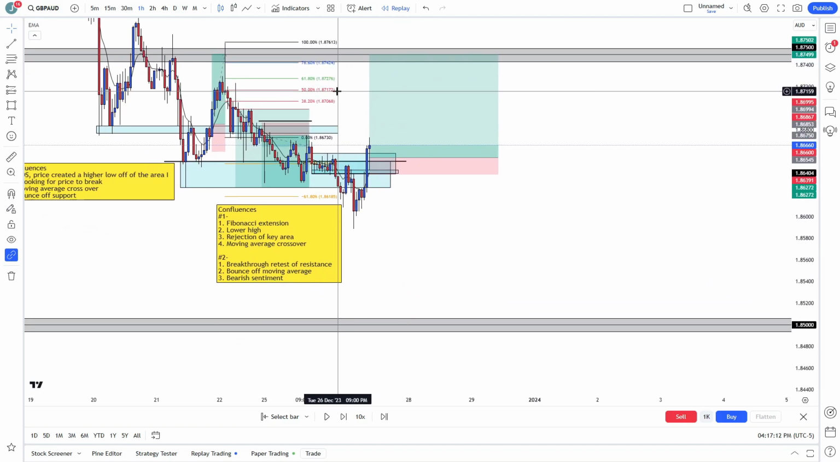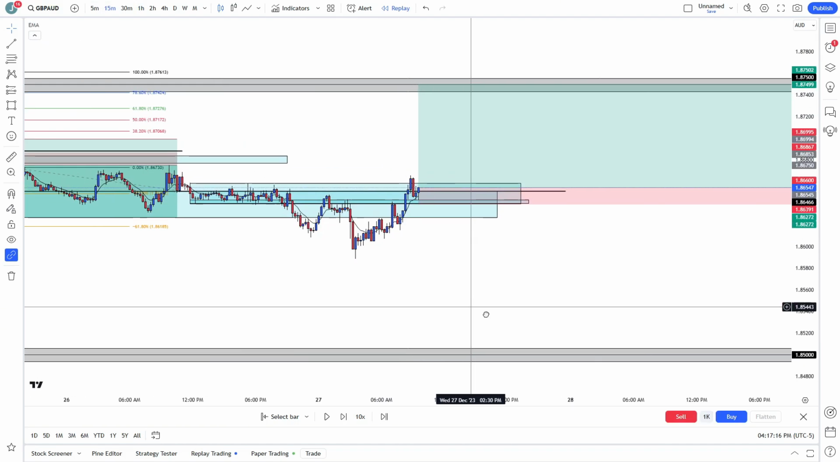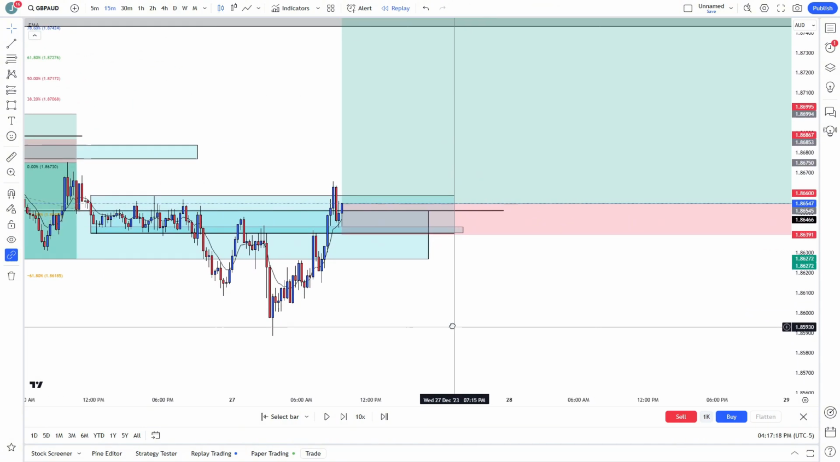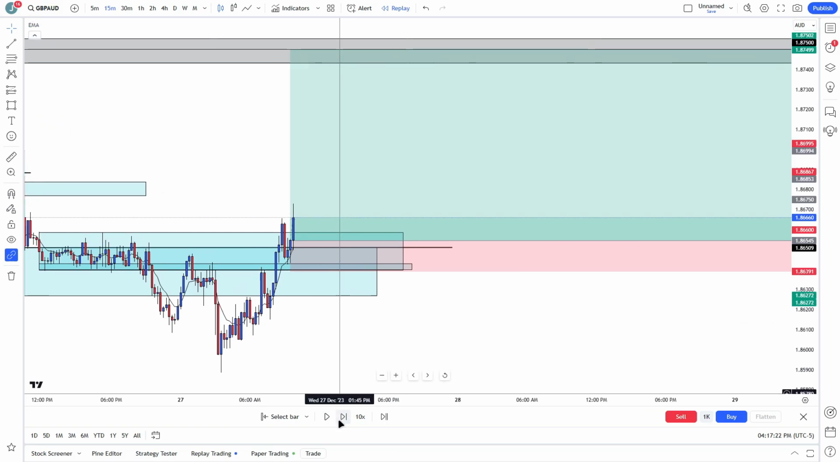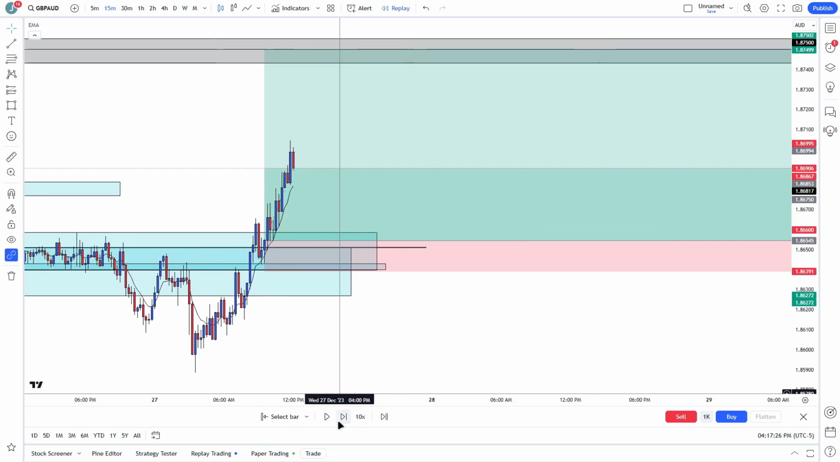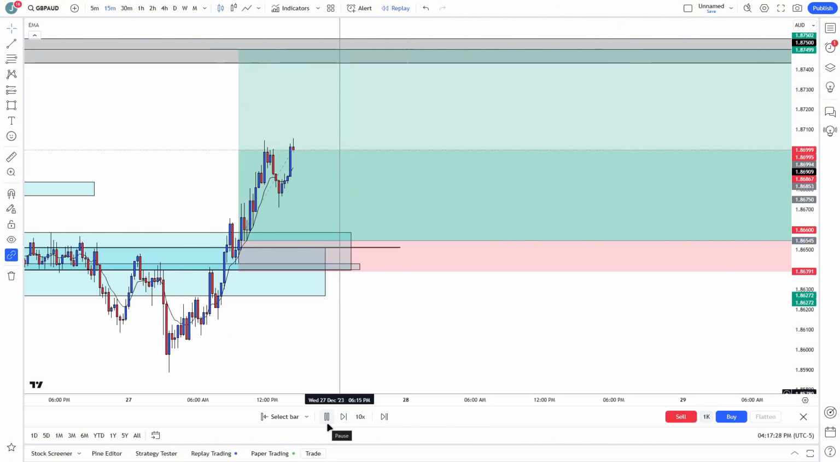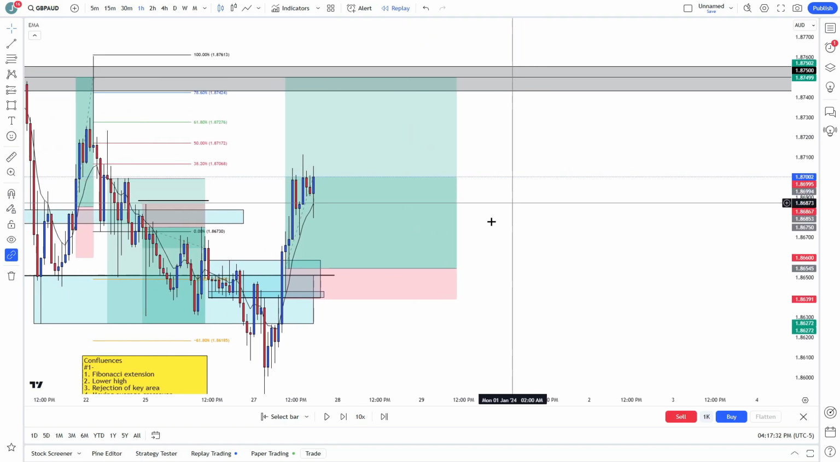So price was pushing up, retested this area. I see the nice structure I want to see. Yeah, bounce off the moving average. So this is what we're looking for. Let's play this trade out on the 1 hour.